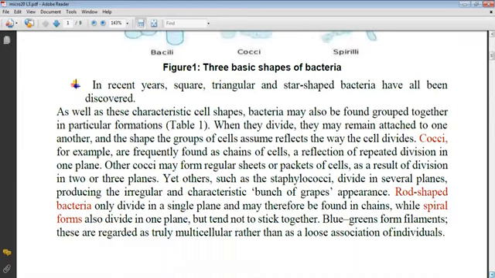In recent years, square, triangle, and star-shaped bacteria have all been discovered.